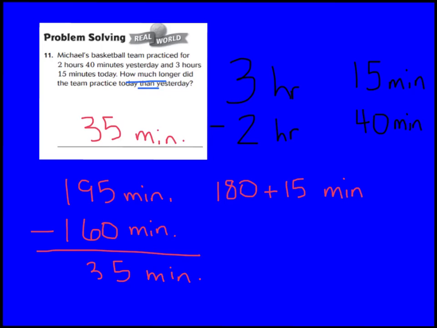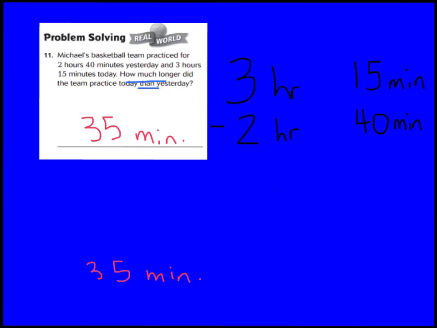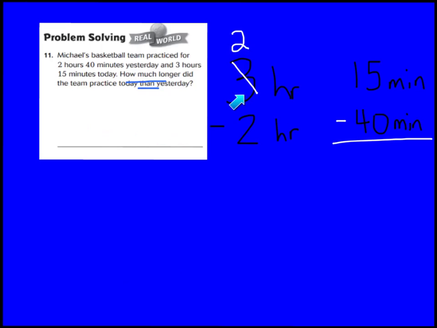That's how you would do it if you wanted to show that you can convert it all to minutes. But suppose that you want to just say, you know what, I'd rather regroup, Mrs. Young. Well, that's fine. Let's go ahead and do that so I can show you how you can do it that way. I know I cannot take 40 from 15 minutes, but I can borrow 60 minutes. So what I can do is I can take from my 3 hours and make that 2 hours. Now remember, how many minutes are in an hour? 60. So I'm going to borrow 60 minutes from this 3 hours right here.